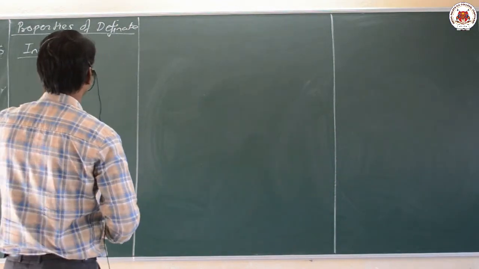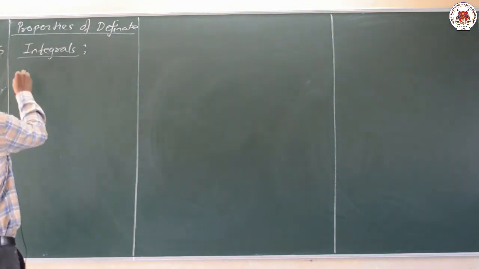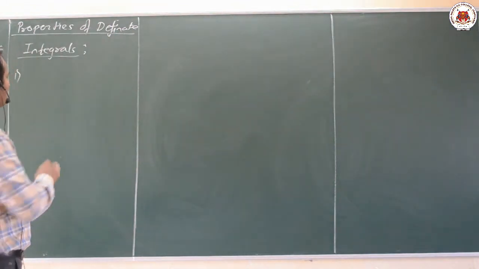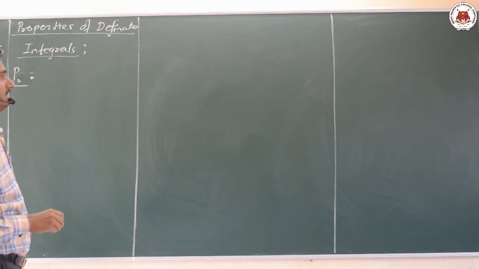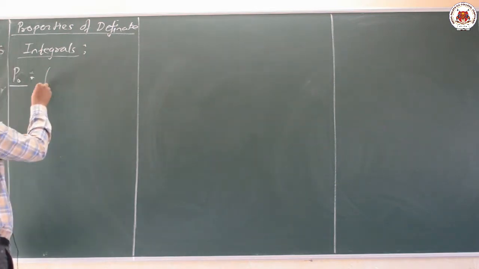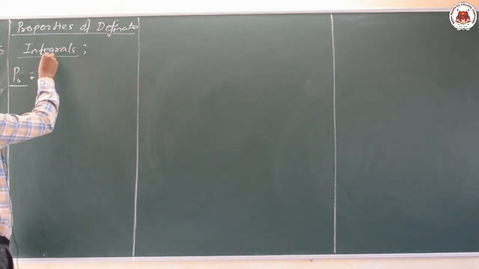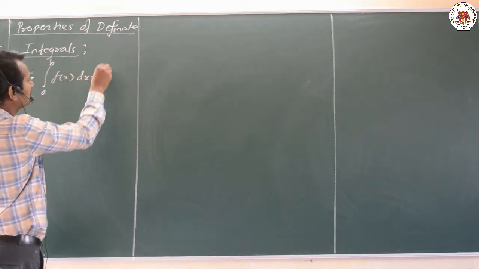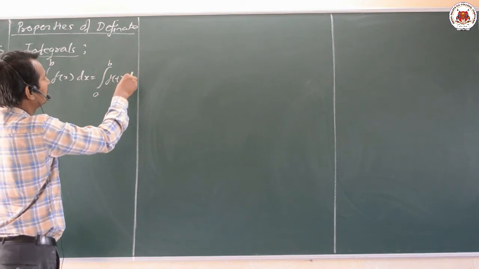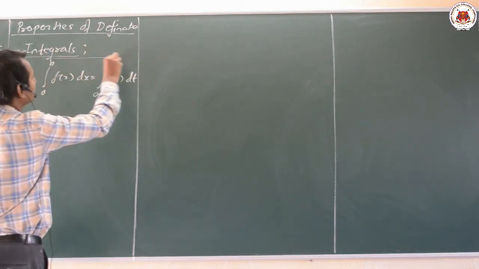Now let us start with the properties of the definite integrals. The first one I will take as P naught. Now let us examine the property. The property is: integral from a to b of f of x dx equals integral from a to b of f of t dt. This is our property here.